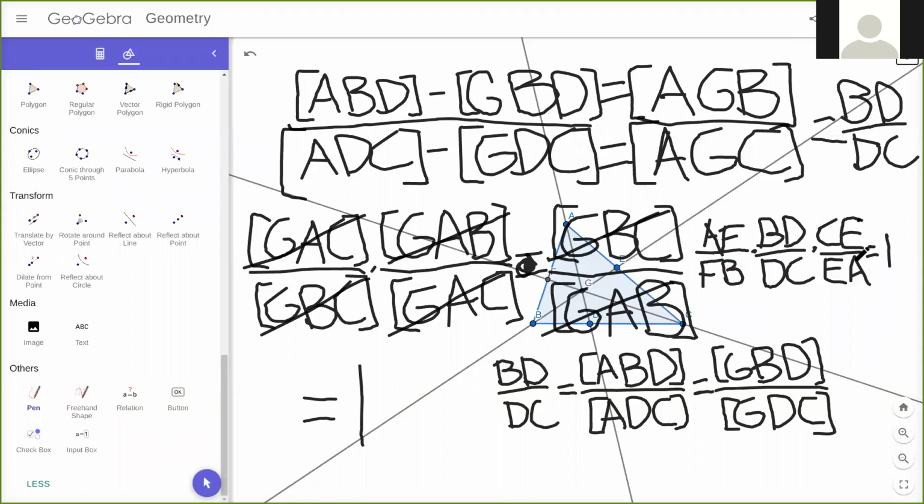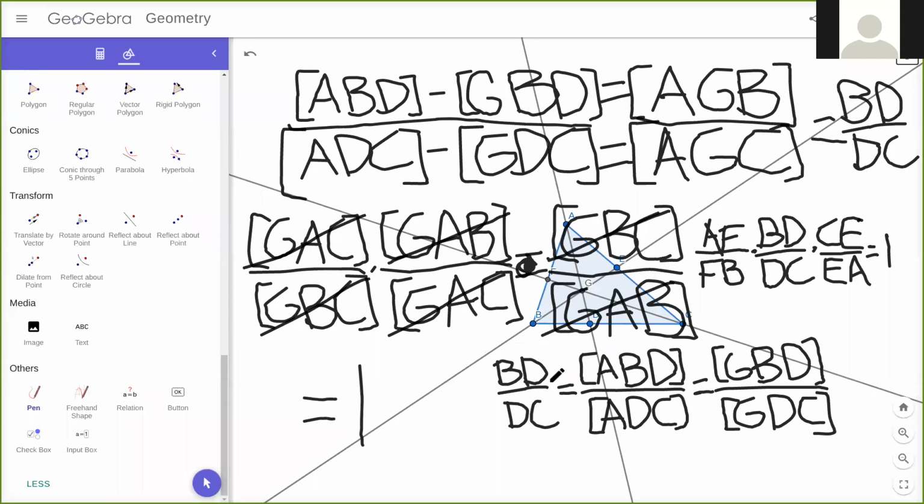So the product of these ratios is equal to the product of these ratios of areas, which is equal to 1. So that's something really powerful about areas, is that you can get rid of using certain points when you use areas.